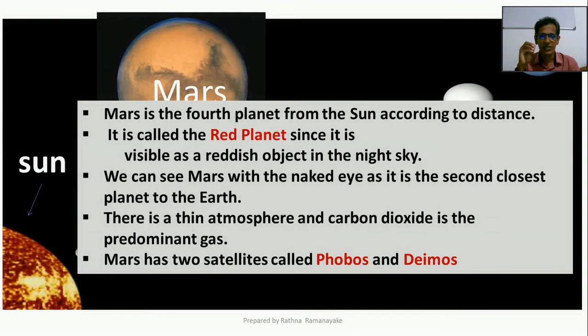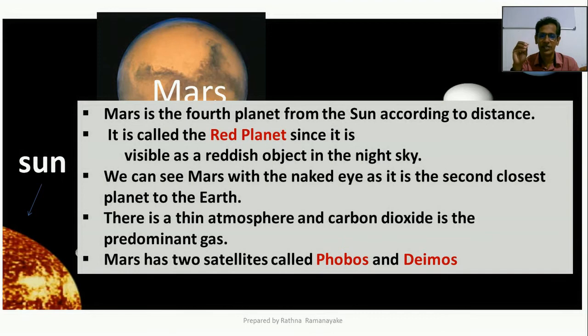We can see Mars with the naked eye, as it is the second closest planet to the Earth. There is a thin atmosphere and carbon dioxide is the main, predominant gas in it, right?